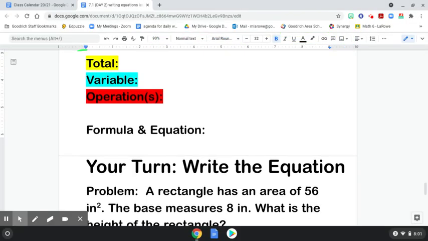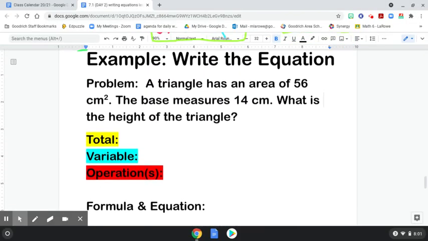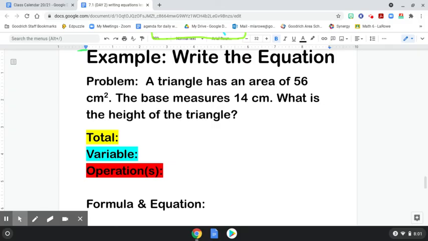My next situation involves some geometry. A triangle has an area of 56 centimeters squared. We know the base, we don't know the height. So, let's look through this situation for the same type of information. The first thing is the total. Well, total on this one is area. Normally, we look to figure out what is the area.